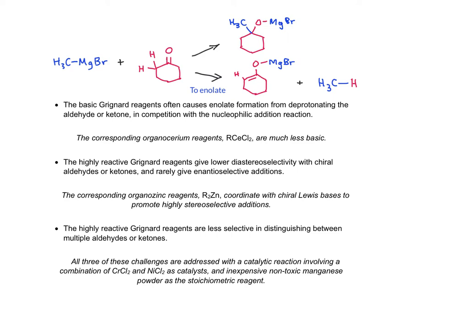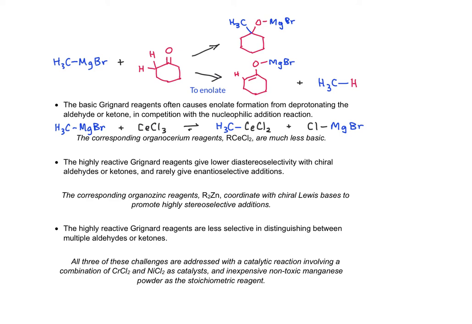This challenge has largely been solved by a transmetallation reaction, so that the Grignard reagent or an organolithium reagent undergoes transmetallation with cerium trichloride to give an alkyl cerium dichloride reagent, which is much more nucleophilic than it is basic.